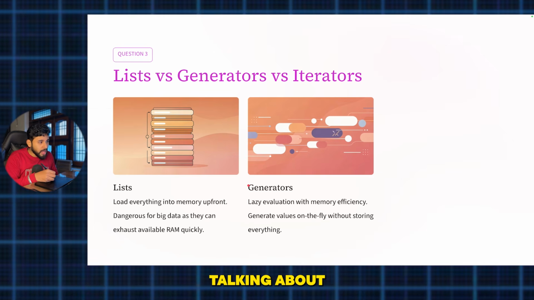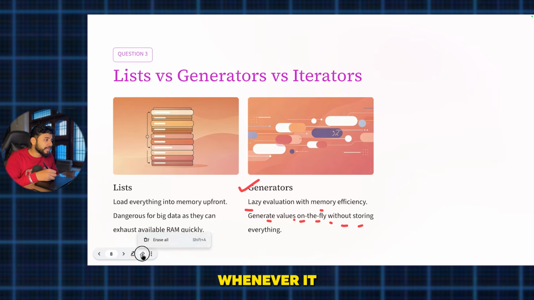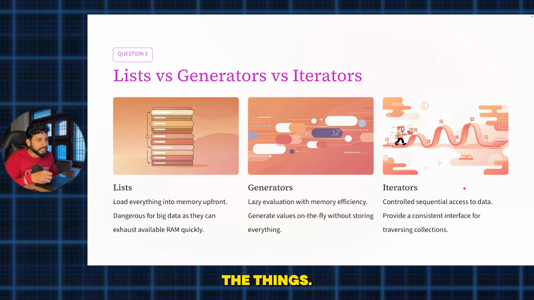Whenever we are talking about big data, we majorly use generators. Generators are basically called a lazy evaluation method, and they are very great for big data processing, because lazy evaluation is one of the memory efficient things to do. It generates values on the fly without storing everything. Whenever a value is required, at that time it will generate it.